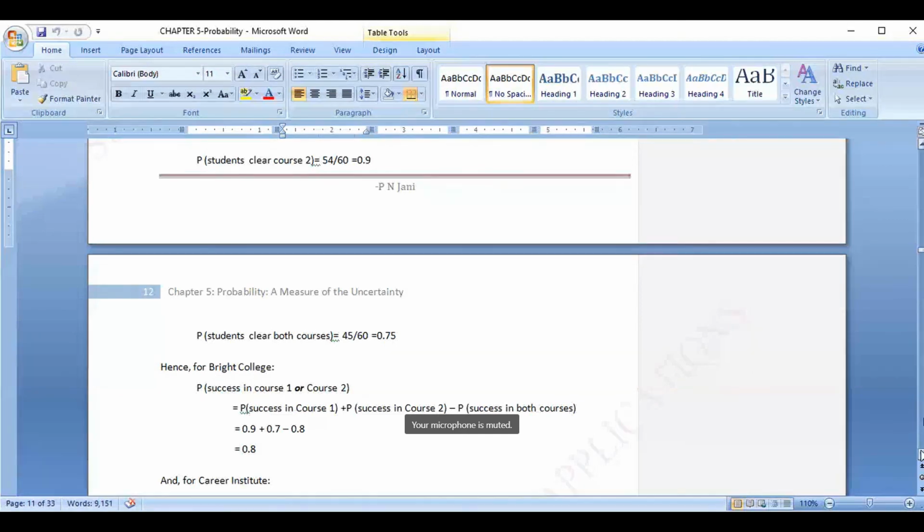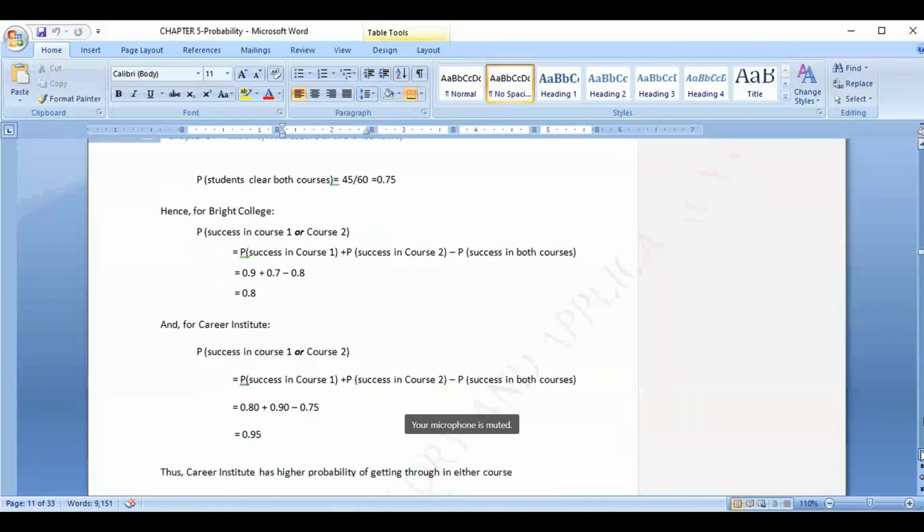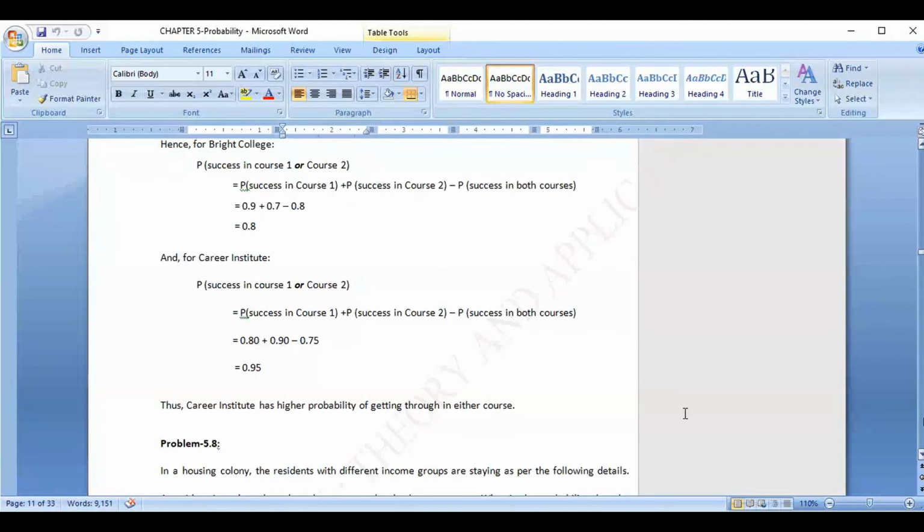So these are the two success rate probabilities. Now you tell me where it is higher. The probability of success rate of 0.95 is larger than 0.8. That means Career Institute is better than Bright College.